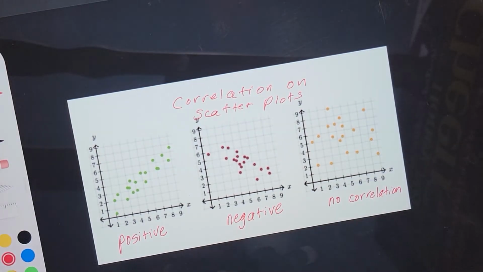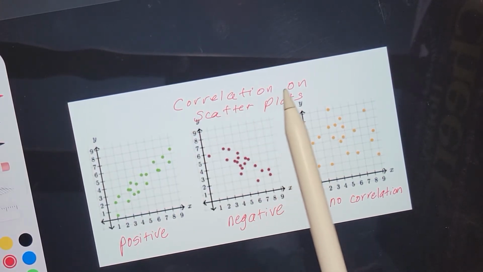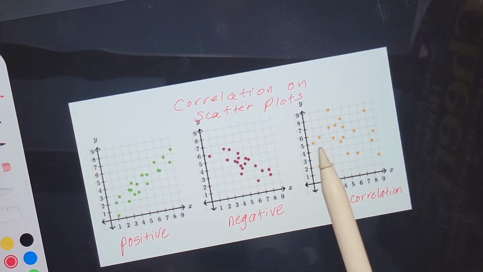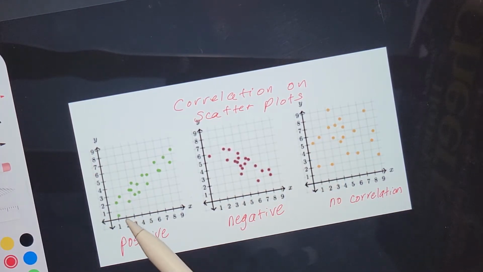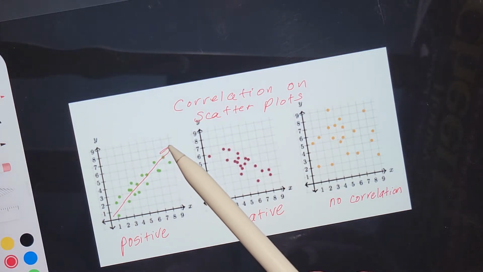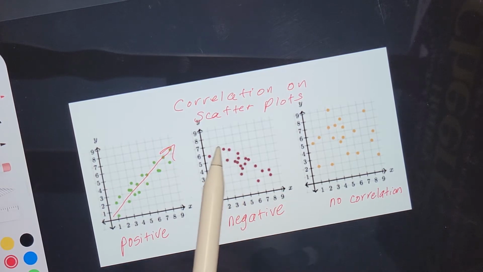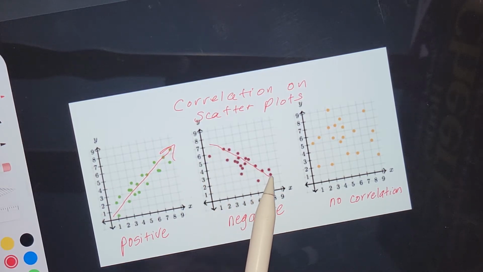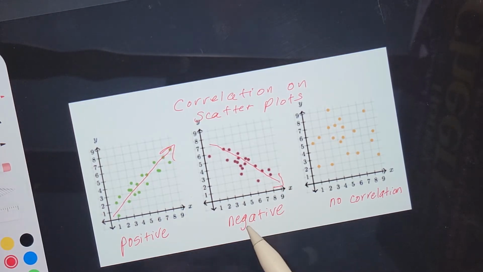Okay, for problem number 5, let's go over some graphs to show correlation on scatter plots. These are called scatter plots. They take these dots and they scatter them on the plot. If you see that the dots are trending upwards, you draw a line through the middle of the dots. This is called positive correlation. If you see the dots trending down, draw a line through the middle of the dots. This is called negative correlation.